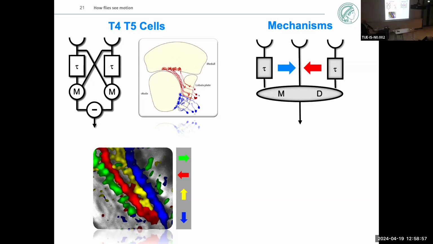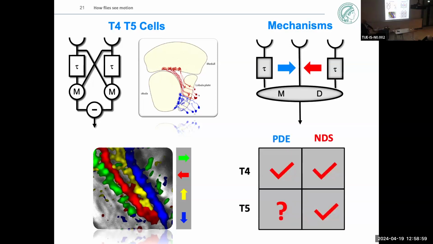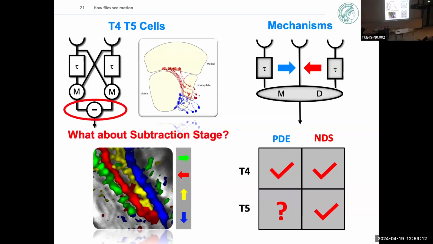And with respect to the biophysics for preferred direction enhancement and null direction suppression, we're pretty much done in T4 cells, and we're still working on it in T5 cells. But that's very rewarding. But what about this subtraction stage? That was something that I promised in the beginning, but didn't talk about so far.